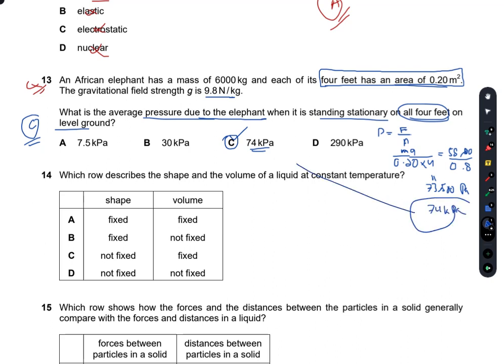Question number 13. Now for question number 14, at constant temperature, what will be the change in the shape and volume of the liquid? The shape will not be fixed here, because liquid molecules are continuously motile in its container, whereas the volume is fixed. If this liquid is in a fixed container, then I know that the volume of water in this container is fixed. It will not change. So shape is not fixed, volume is fixed, so C is the right option.